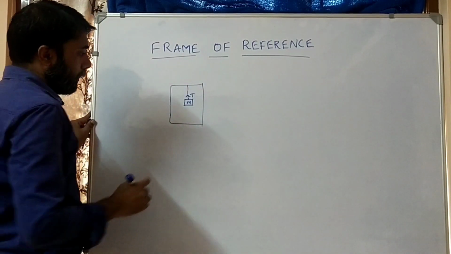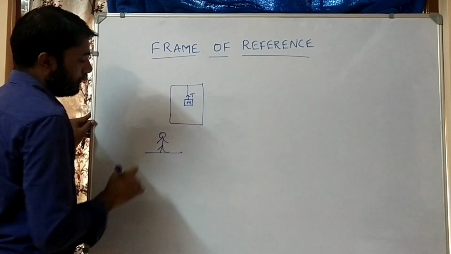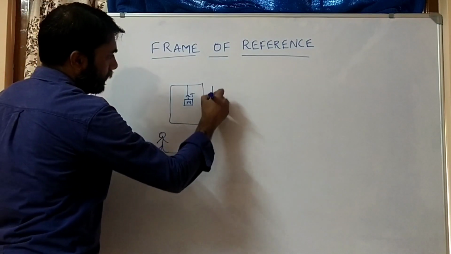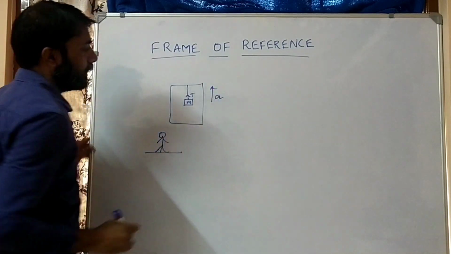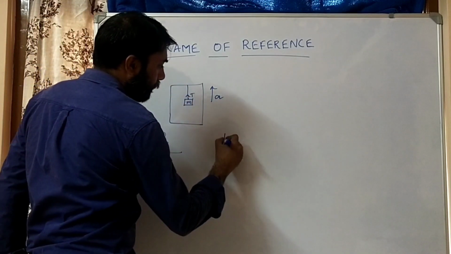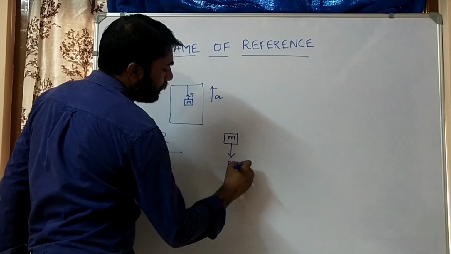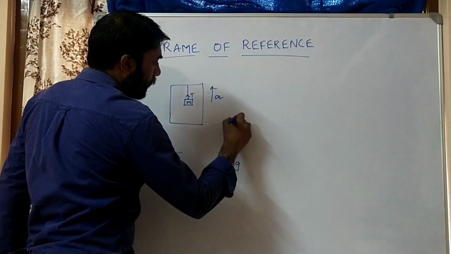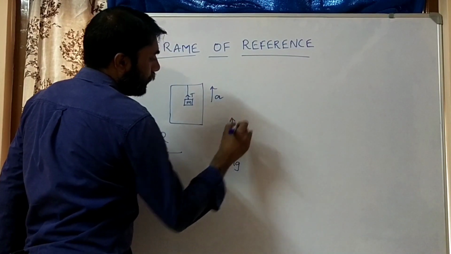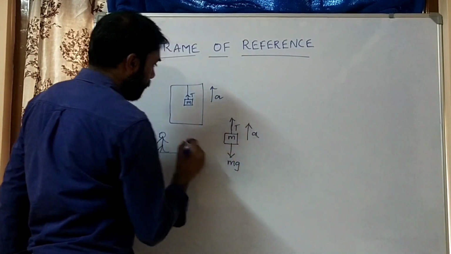Now, if you're seeing from the ground, say this lift is moving with an acceleration a. From the ground, if you draw a free body diagram for this particular mass, the weight will act downwards, equal to mg, and tension will act away from the surface, equal to T, and it is accelerated a.